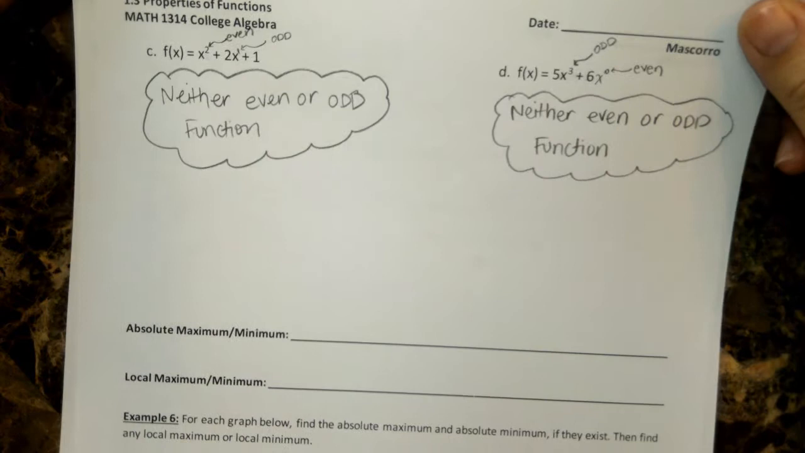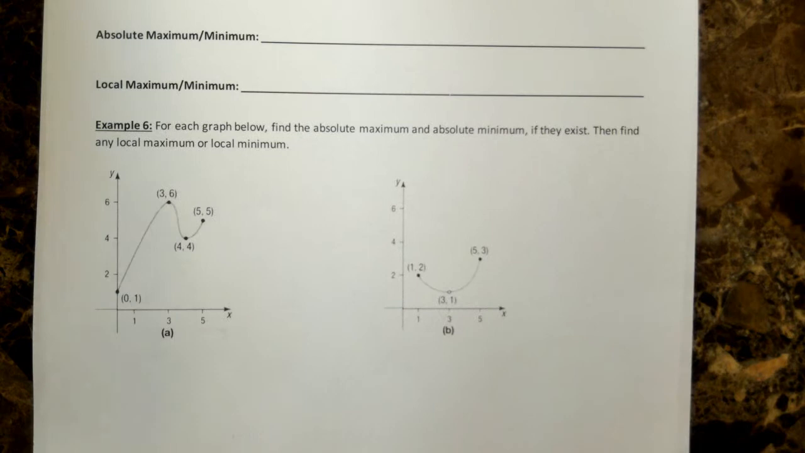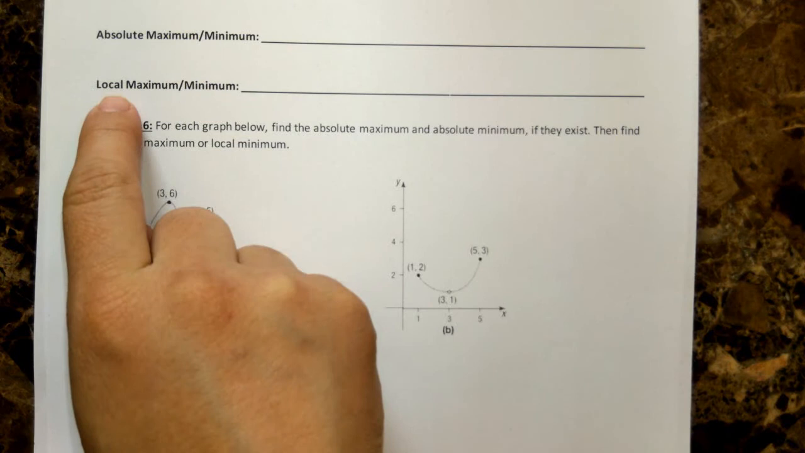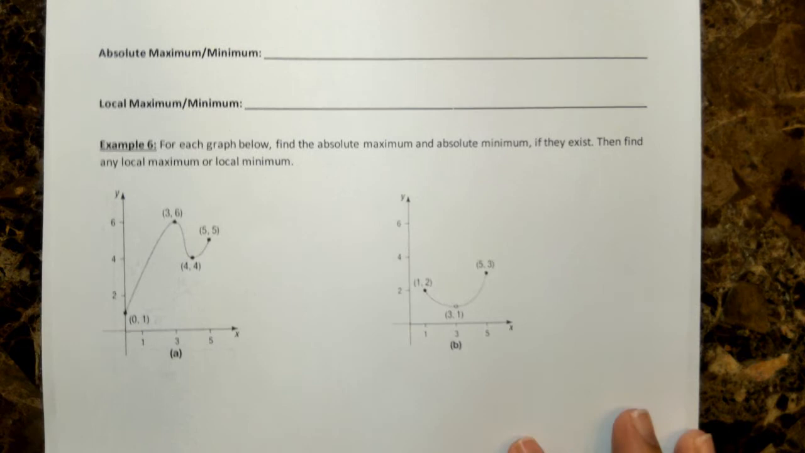Okay, the next part of today's chapter refers to maximum and minimums. Now, you might have heard the word maximum and minimums somewhere before in math class or in life, really. But there's two types of maximums and minimums. There's absolute maximum and minimums, and there's local maximum and minimums. And that's what we're going to be differentiating on these next couple examples. So first thing I want to do is write down the definition of each of these.